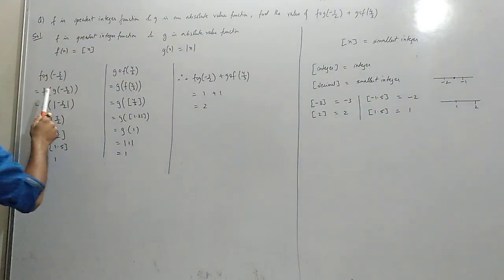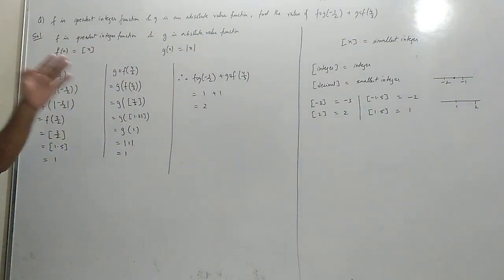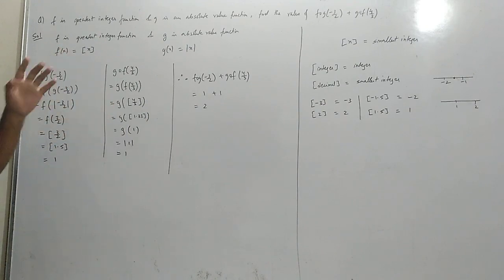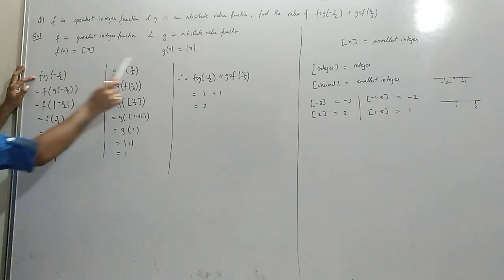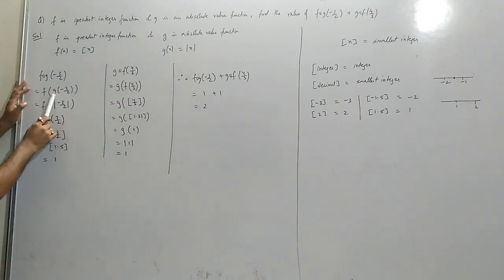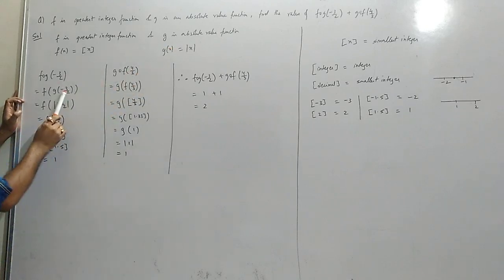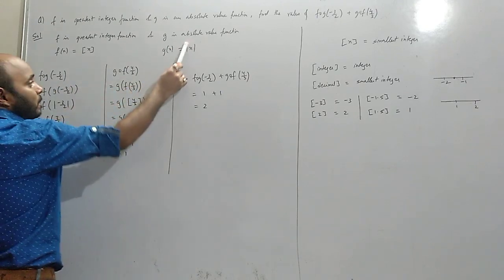See here. We need to find f of g of minus 3 by 2 plus g of f of 4 by 3. So one by one, we solve it first. f of g of minus 3 by 2. So f bracket g of minus 3 by 2. Now g of x. What is g of x? Mod x. So g of minus 3 by 2 is mod of minus 3 by 2. In the place of x, we have minus 3 by 2.